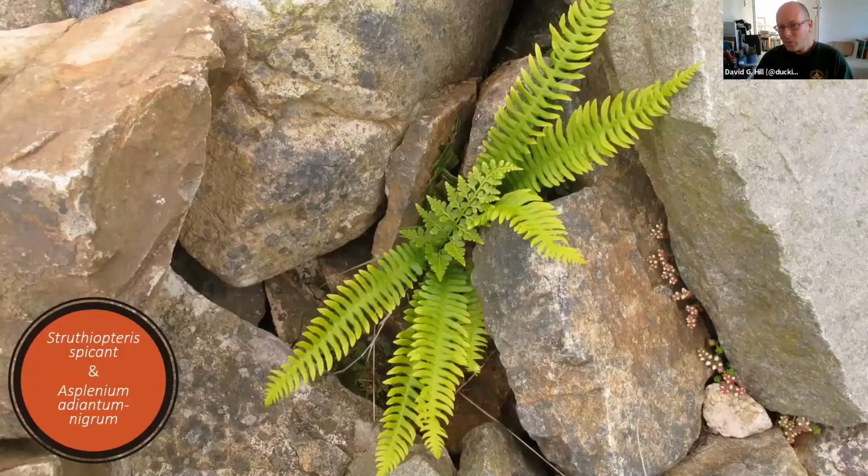Ferns haven't always read the guidebooks, so you will often find strange combinations of ferns. So this is an acid-loving fern, Blechnum spicant, the hard fern, and a lime-loving fern, Asplenium adiantum-nigrum, black spleenwort, growing together in a very cold granite scree at sea level on the North Wales coast. So you can get strange combinations.